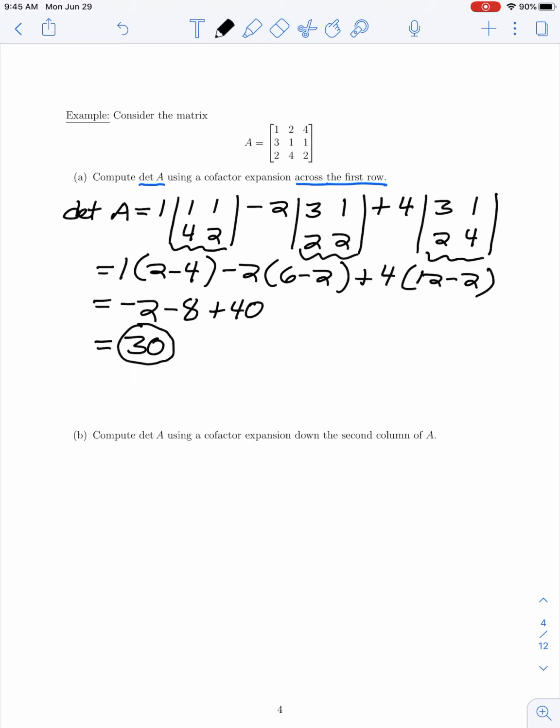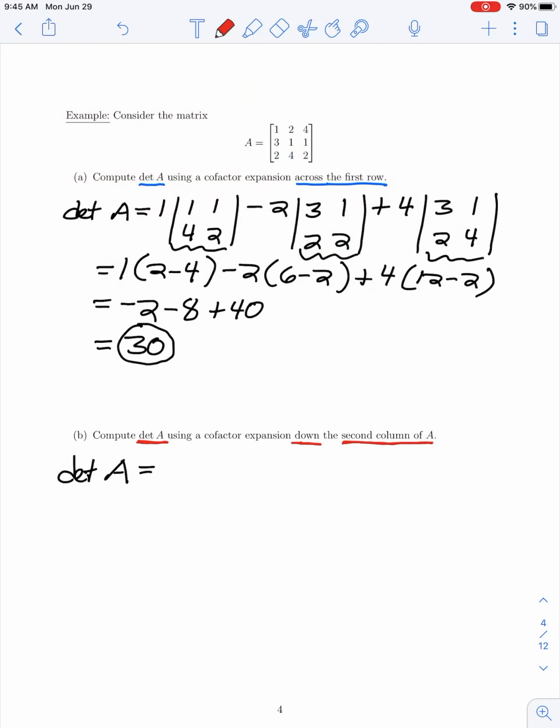So to illustrate theorem 3.1 that we just looked at, we said we should get the same result if we expand along any other row or column. To verify that for one particular column, we are asked to compute the determinant of A using a cofactor expansion down the second column of the matrix A. So here, let's look at what we're going to have for our determinant expanding down the second column.